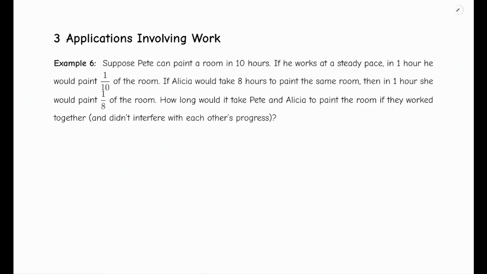Now, work is going to be like painting a house, mowing a lawn, using two pipes to fill a pool, those types of problems. And when you have these types of problems, we are going to set up a table like we did with uniform motion. But this time, we're not going to have D equals RT.